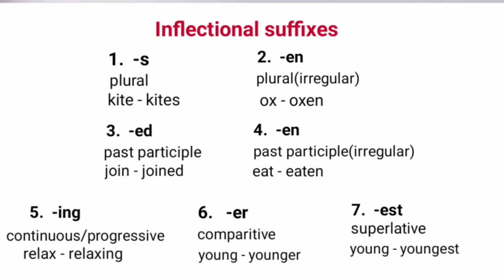Example, join changes into joined. En changes the word into its past participle, which is irregular. For example, eat becomes eaten. Ing changes the word into its continuous or progressive form. For example, relax into relaxing. Suffix er changes the word into its comparative form, like young into younger, and est changes it into its superlative form. For example, young into youngest.